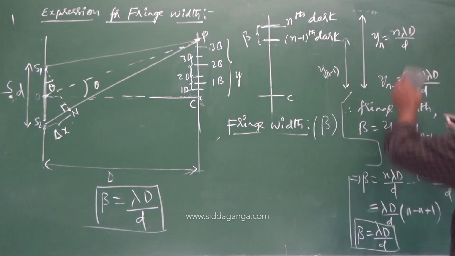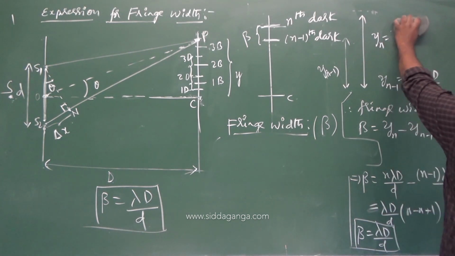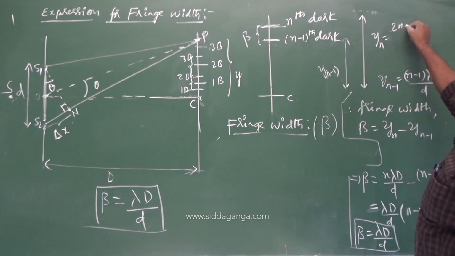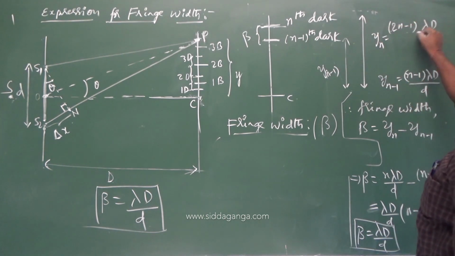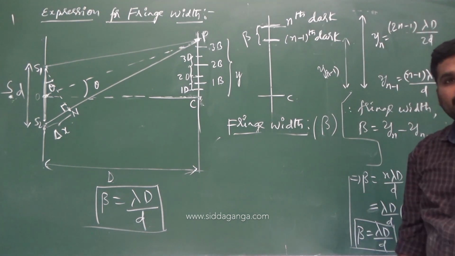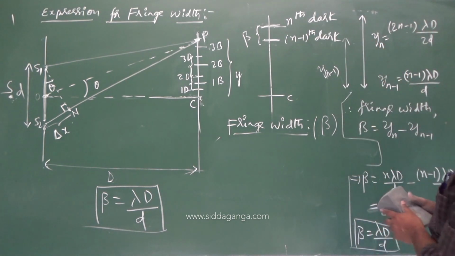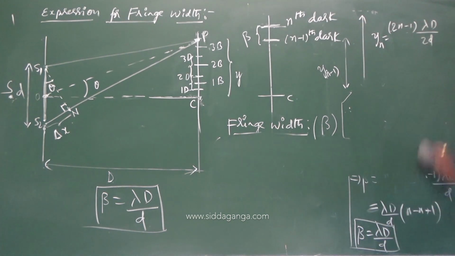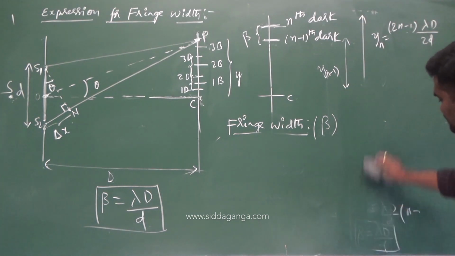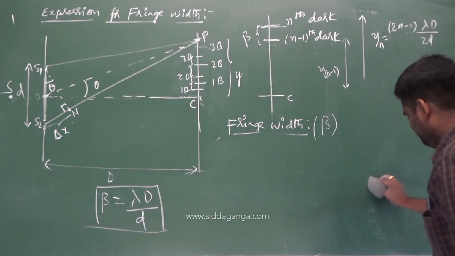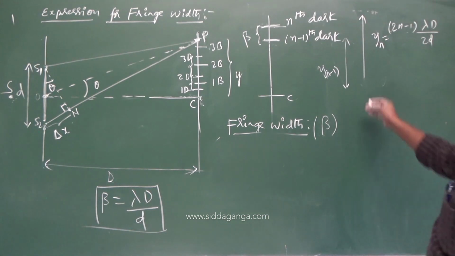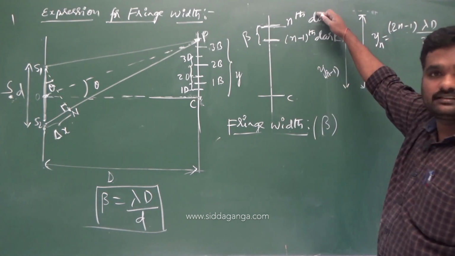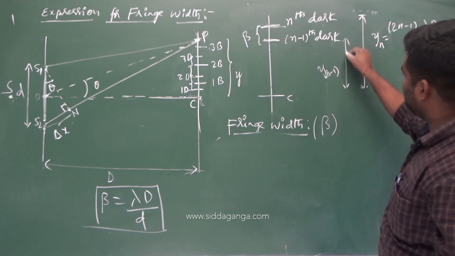Obviously, fringe width is what? Yn, here the Yn value is how much? Distance of nth dark is how much? 2n minus 1 into lambda capital D by 2d. This is the distance of nth dark. Sorry, now the distance of n minus 1th dark fringe from the central fringe, how to write? Just see. This is the distance of nth dark from the central fringe, from here to here, central to nth dark. N minus 1th dark means this length we want now, Yn minus 1.